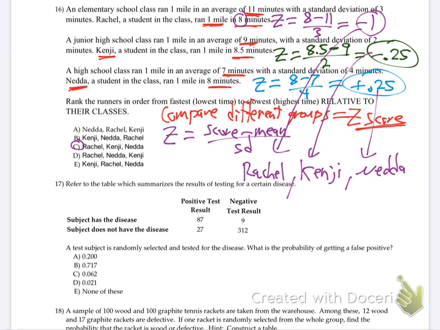All right, on we go to number 17. So all that positive, negative test, probability of a false positive. So try that one.